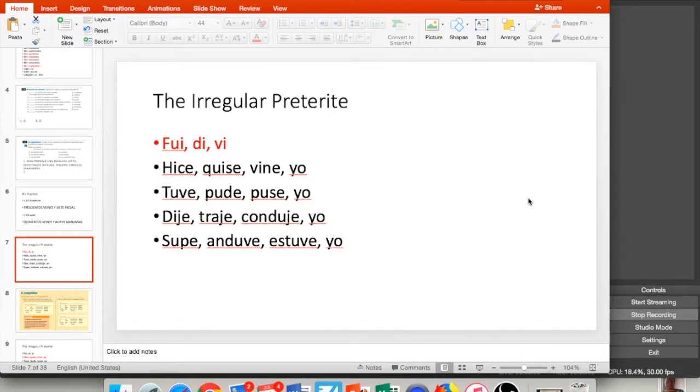So you took off your AR and you had hablé, hablaste, habló, hablamos, hablasteis, hablaron. Comí, comiste, comió, comimos, comisteis, comieron. You could conjugate hablar and comer in their preterite forms. Now, this chapter deals more with the irregular preterite, and I'm going to talk about why these are all irregular. We're going to go through some examples.